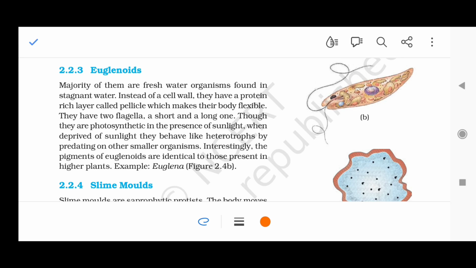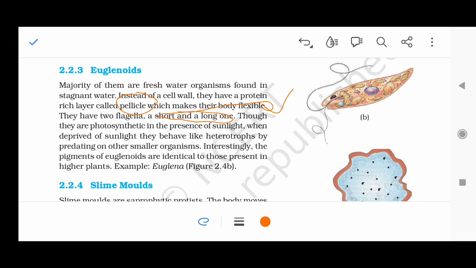Now come to the euglenoids. Majority of them are freshwater organisms found in stagnant water. Instead of a cell wall, they have a protein-rich layer called pellicle, which makes their body flexible. So the cell wall contains a protein-rich layer that is called pellicle, and it is flexible in nature. They have two flagella, a short and a long one.